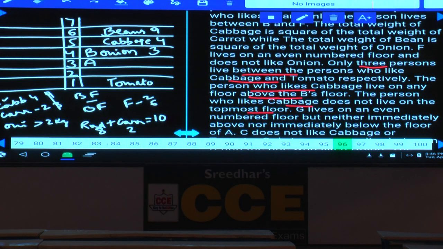Next one. G lives on an even number floor, so G can be either 2 or 6, but neither immediately above nor immediately below A. Hence G cannot be on the 2nd floor, and so G must be on the 6th floor. If G is on the 6th floor, then F on 6 is ruled out, so F must be on the 2nd floor.